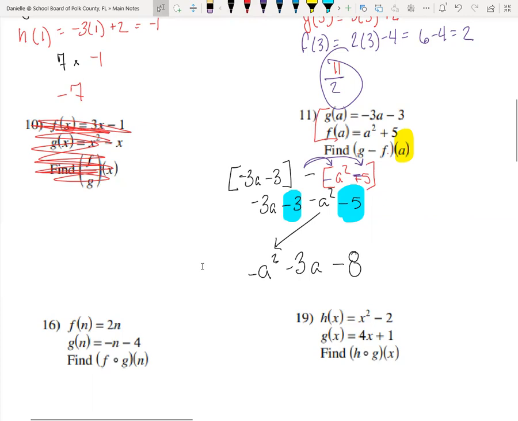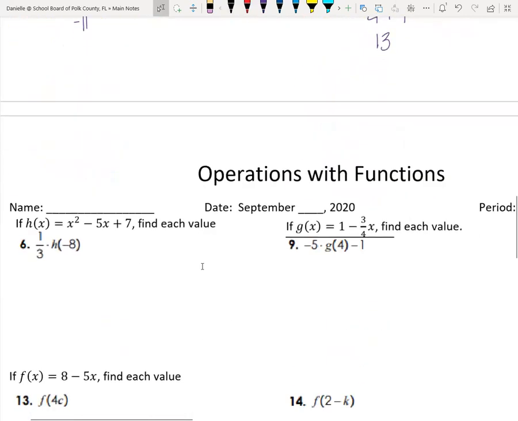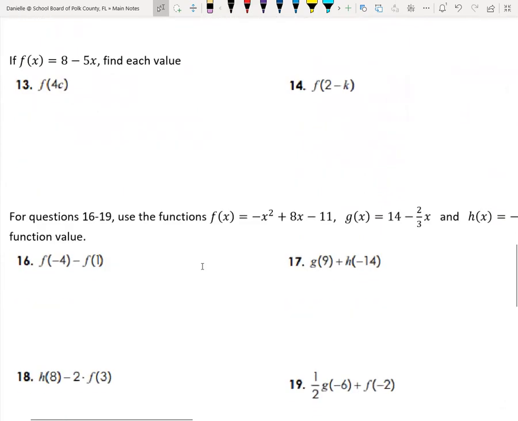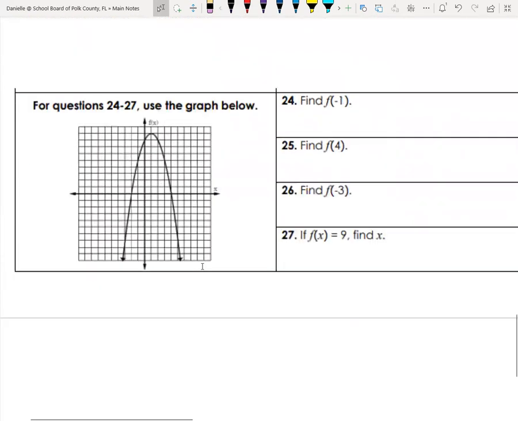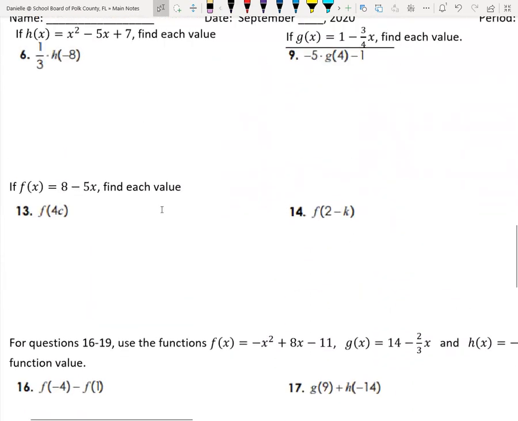Let's see if we can find another one. We'll do one more of those. I don't know if we have another one. I don't believe so. Let's move on. We'll go to these two, 13 and 14. I'll do 13 and you will do 14 for homework.